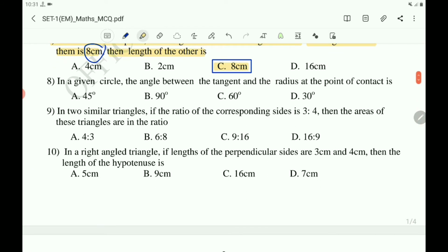Then you take question number 8. In a given circle, the angle between the tangent and the radius at the point of contact is. You know that the angle between the tangent and the radius at the point of contact is always 90 degrees. So option B is the answer.